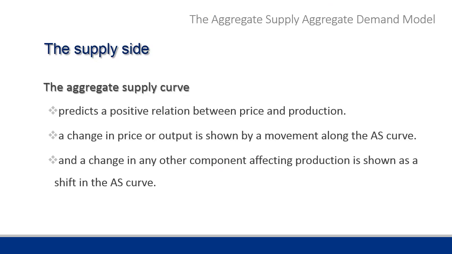Now, the supply side of the economy is represented by the aggregate supply curve, which in itself is a representation of the average firm in the economy. It represents all firms. It predicts a positive relationship between price and production. At higher prices, more firms will come into the market and produce more. This is the intuition. A change in the price or output in our two-dimensional analysis would be shown as a movement along the AS curve. Any other exogenous change outside the model that affects firms will be shown as a shift in the aggregate supply curve.